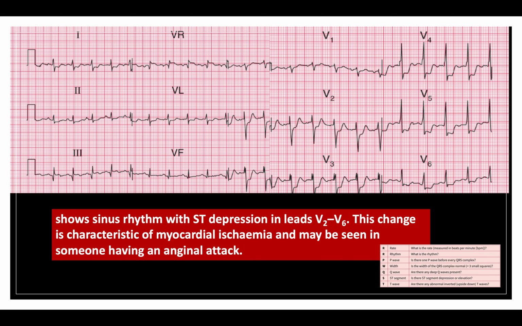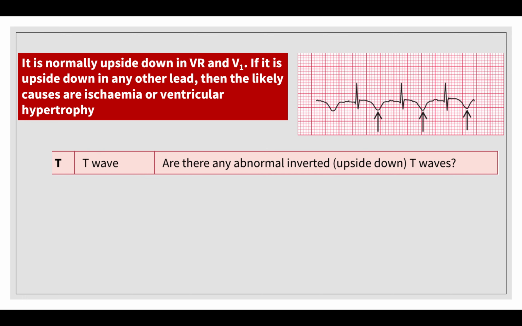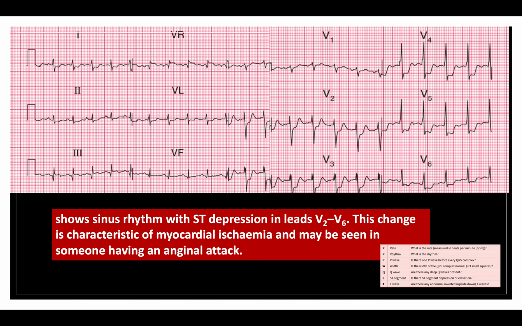What about the T wave? Is there an inverted T wave? Remember the rule: previously we know that in aVR and V1 the T waves are usually inverted, but in all the others they are usually normal. Here, do you see any inverted T waves? No. In V6, no. In V3, no. V2, no. So therefore there are no inverted T waves.